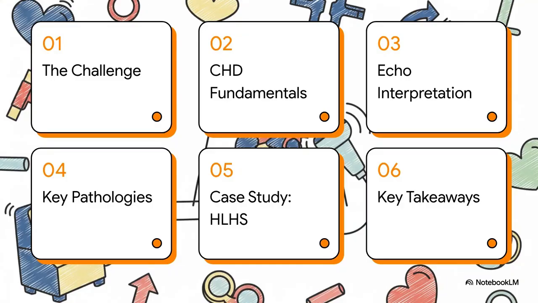All right, here's our game plan for today. First, we're going to talk about why this is such a unique challenge for us. Then we'll dive into the fundamentals of congenital heart disease, really get the why behind what we see on the report. After that, we'll build a step-by-step system for reading any echo report. We'll put that system to the test with some key pathologies, do a really deep dive into a super complex case, hypoplastic left heart syndrome, and then wrap it all up with the key takeaways you can use on your very next shift. Let's get into it.